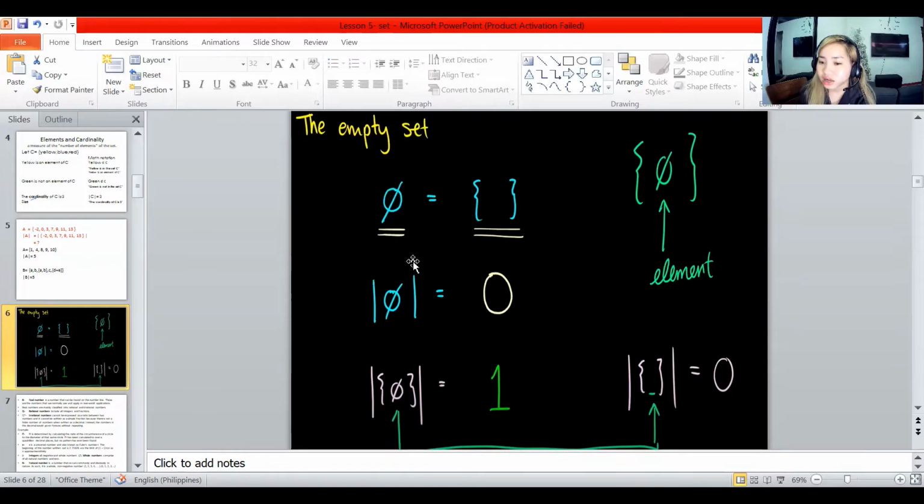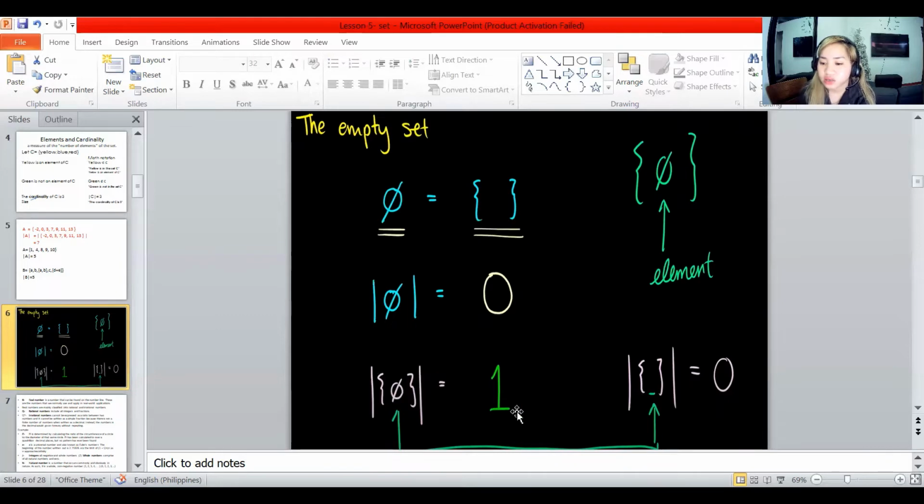So, sabi diyan, ang empty set daw po is 0 yung cardinality. Bakit po naging 0? Kapag po hindi nakalagay dito sa loob ng curly braces si empty set, ibig sabihin 0 yung bilang niya. Pero po kapag nakalagay po sa loob ng curly braces si set, katulad nito, tapos kinuha mo yung cardinality niya, ang bilang na po sa kanya is 1.